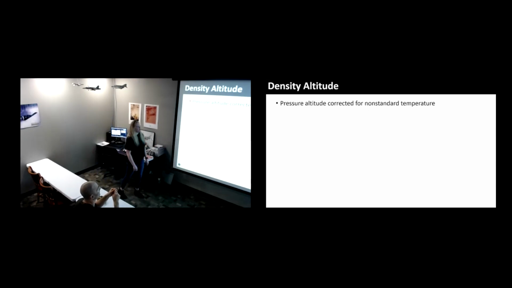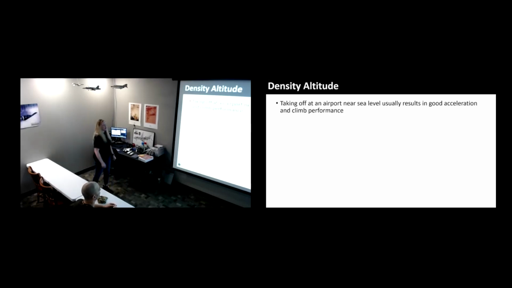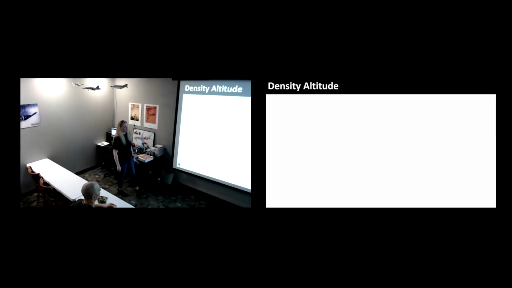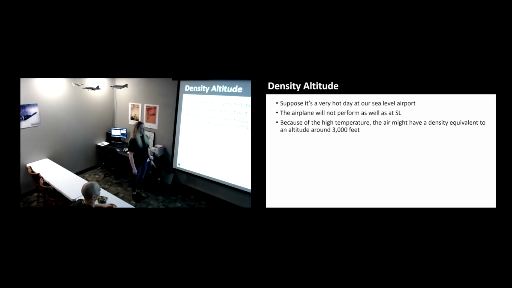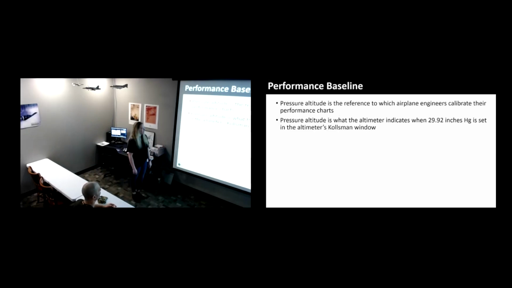Pressure altitude is correct. Density altitude is pressure altitude corrected for non-standard temperature. Okay. This chart is going to be confusing. It's a hot day. We just explained this with the pictures. I want to get to the table.